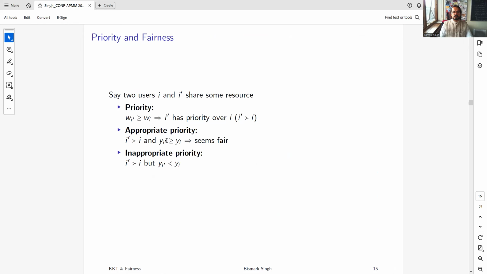An inappropriate priority will be the opposite. So if it so happens in the optimization model that the weights had this order, i prime being larger, but the final coverage of i prime was actually smaller. So then this does not seem quite fair. So something is not correct up here. So we would call this notion an inappropriate priority. And the setting that we would like to study next is how we could develop some notion of fairness if this just happens to be in an optimization.